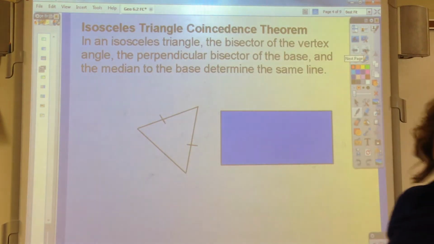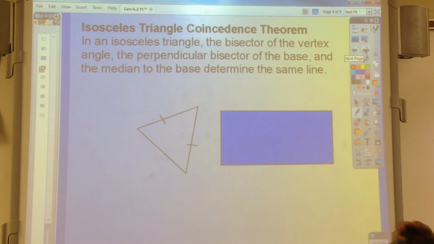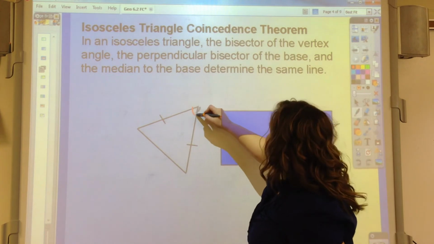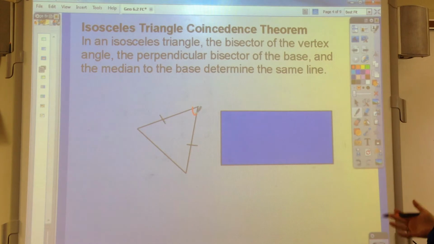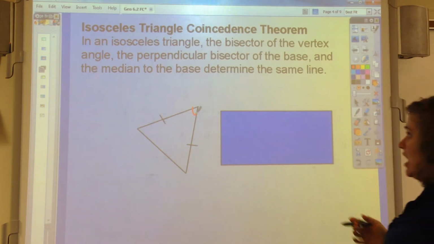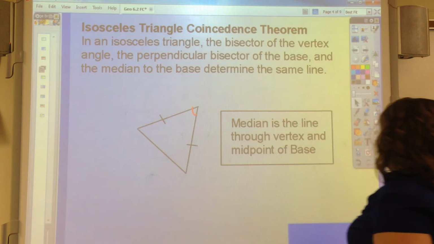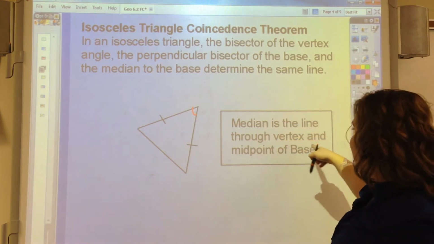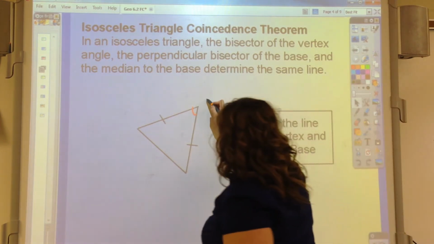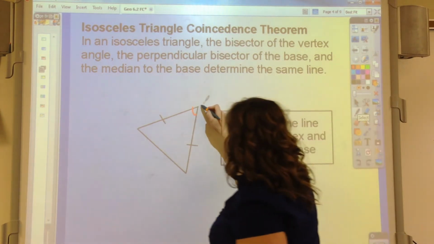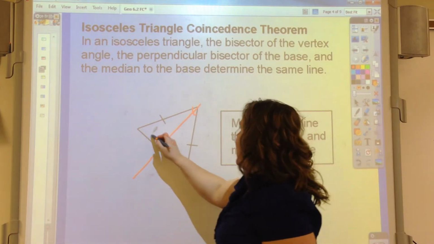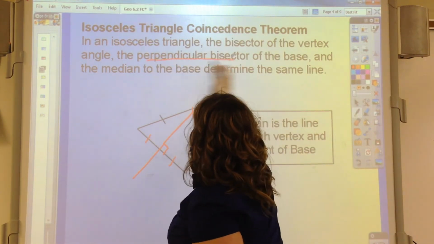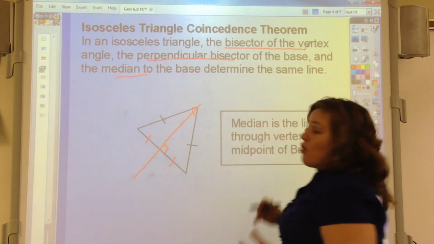All right, and then we also have the isosceles triangle coincidence theorem. In an isosceles triangle, the bisector of the vertex angle, the perpendicular bisector of the base, and the median all determine the same line. If you don't know that word median, your median is the line through the vertex and the midpoint of the base. That just means for me that anything that chops my angle in half is going to chop my base in half, and then these three things are all the same line.